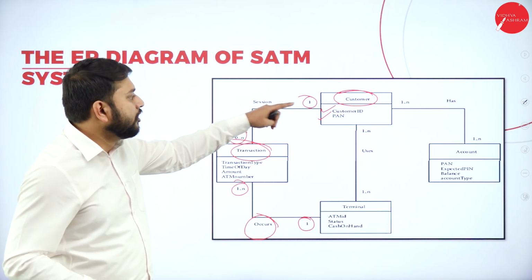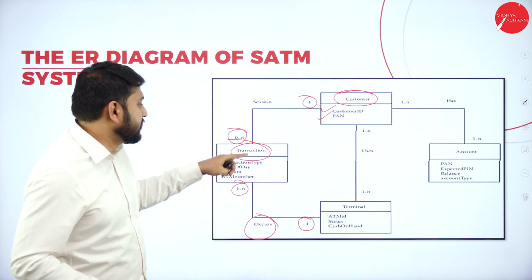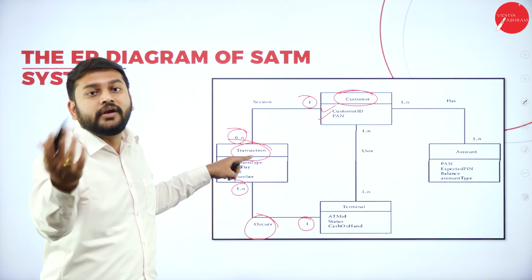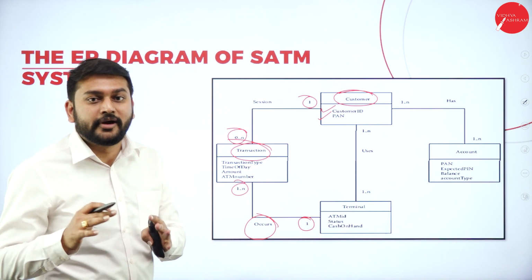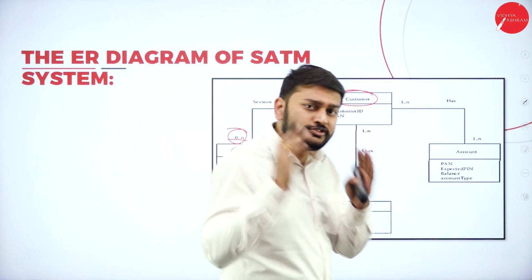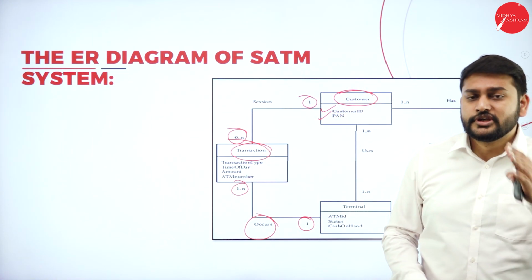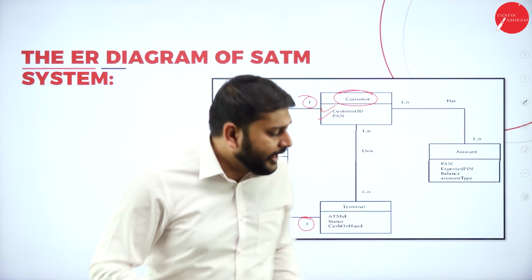In the same way here, one customer can have a session with 0 to 1 transaction. That's what you need to remember. In one session, I can have 0 to n transactions. That is what you need to remember in this diagram.